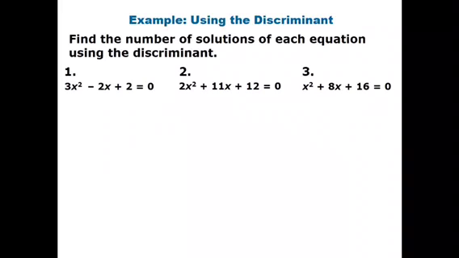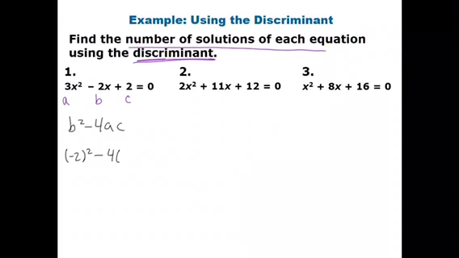All right, so we've got 3 examples here, so let's just go through each example. The first thing you want to do is identify your a, b, and c values. So for 3x squared minus 2x plus 2, you've got a, b, and c. And they want to know the number of solutions each equation has using the discriminant. Well, our discriminant is b squared minus 4ac. So we're going to plug in the values we have and see what it equals. Well, our b is negative 2, so negative 2 squared, minus 4 times 3 times 2.